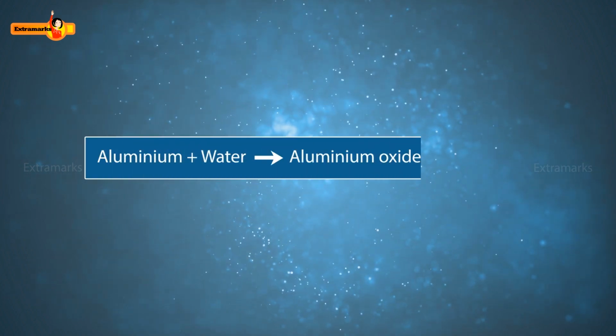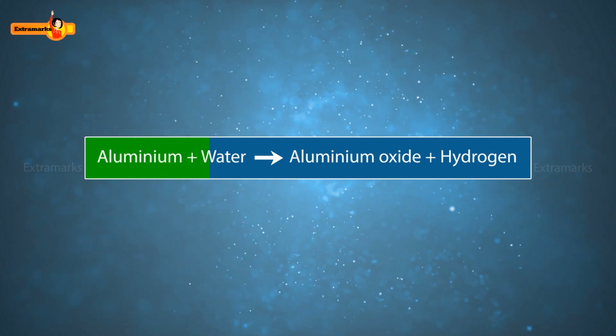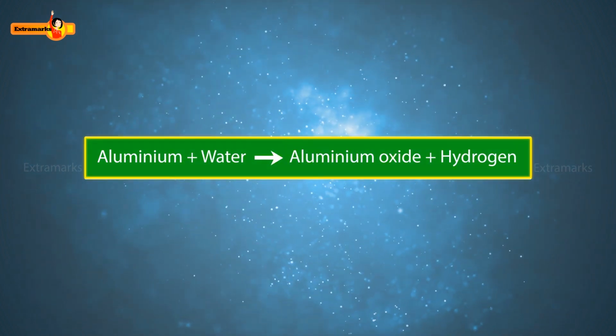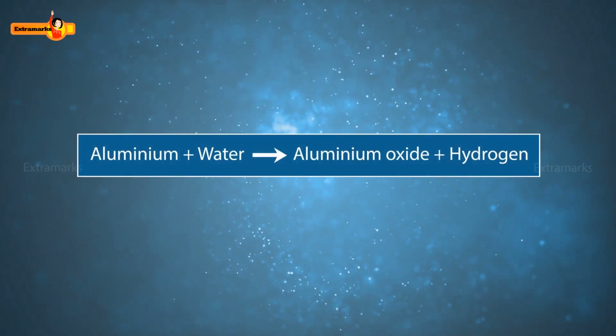Let us balance another chemical reaction to check our clarity on the topic. Aluminium and water react to form aluminium oxide and hydrogen gas. The symbol equation can be written as.